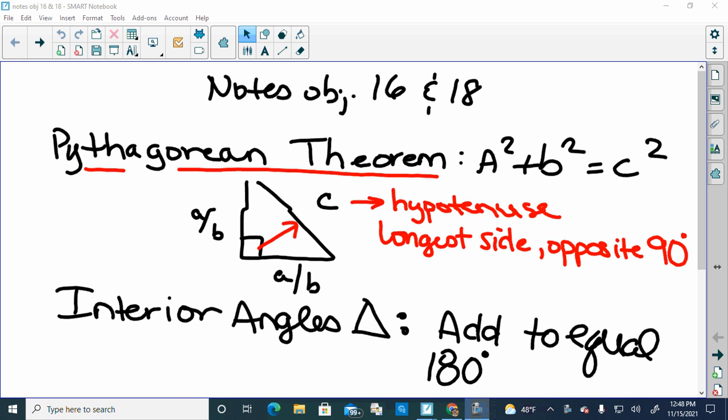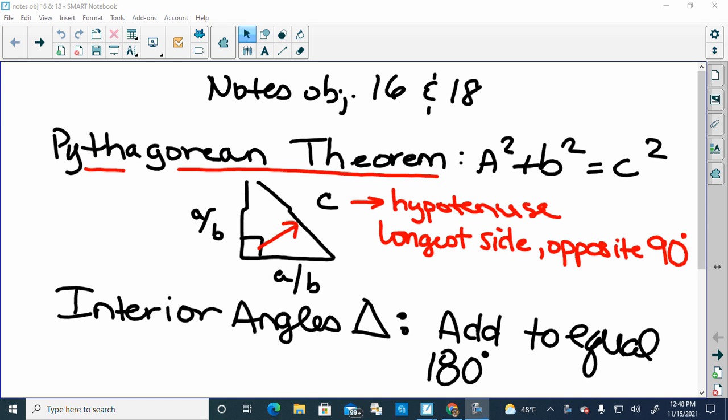Okay, so notes 16-18 reviews a little bit of stuff that we've already had, so I'm just getting that back up there for you. So the Pythagorean theorem is a squared plus b squared equals c squared. The one that really matters is the c. C is always the hypotenuse, and that's the longest side of the right triangle.